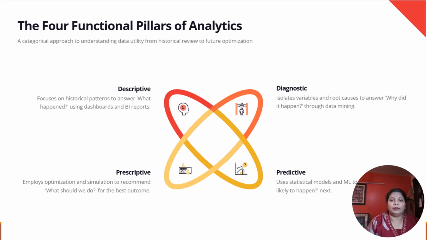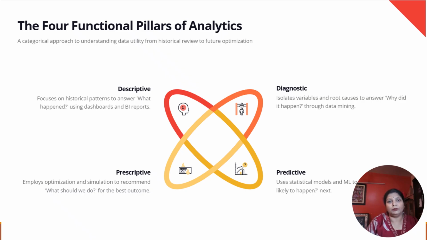Now, before we begin further, let's first have a recap on the four functional pillars of analytics, as I am sure you would have gone through in your previous chapters. So to understand how analytics creates value for an organization, the four pillars that are very important to understand are, first, descriptive analytics, which focuses on historical data to answer the question, what has happened? It summarizes past performance using dashboards, reports, and key performance indicators.